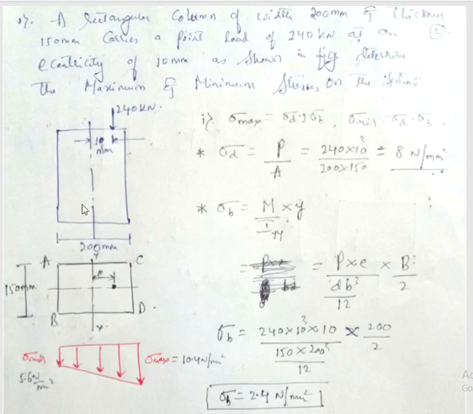He has given the diagram of a rectangular column, and this column has a width of 200 mm and thickness of 150 mm. The topmost cross section has this width and 150 as thickness. Now it is subjected to a load of 240 kilonewton at an eccentricity of 10 mm from the neutral axis towards the right.